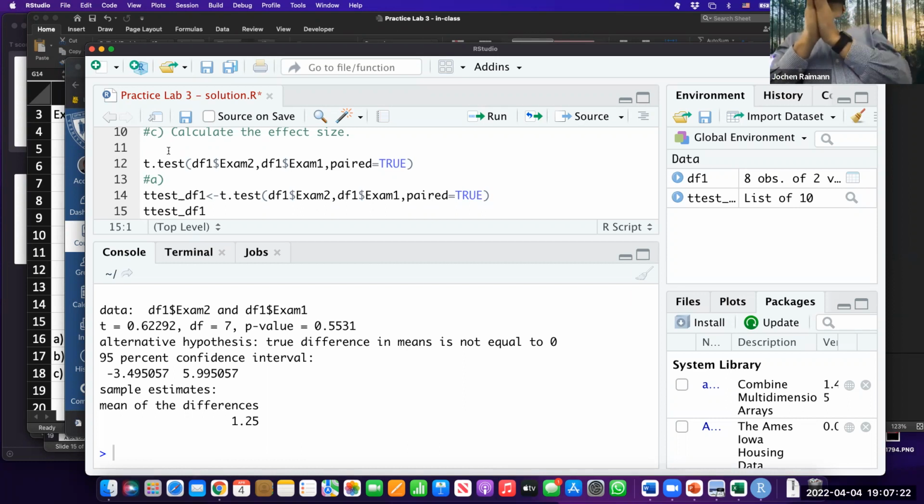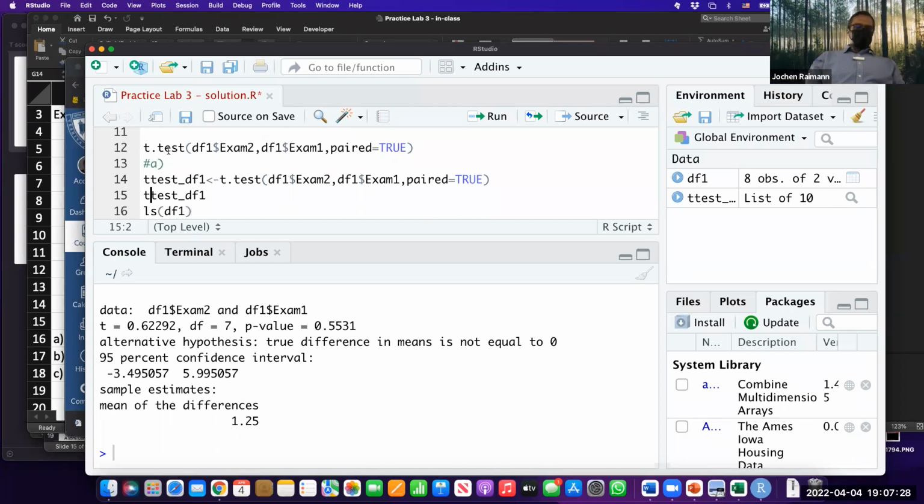Did you run line 15? I entered line 15. And this is now t-test df1. And that gives you the result of the t-test. Did you have to run it for... You need to know it. No, you need to run it.